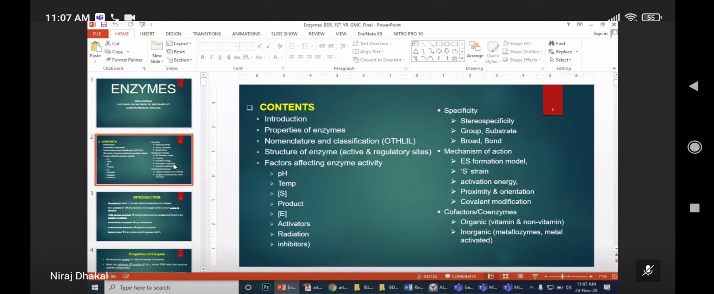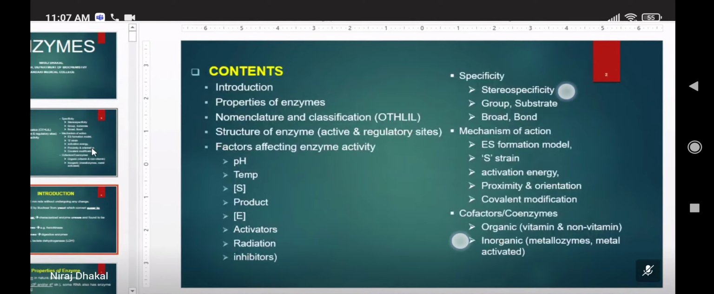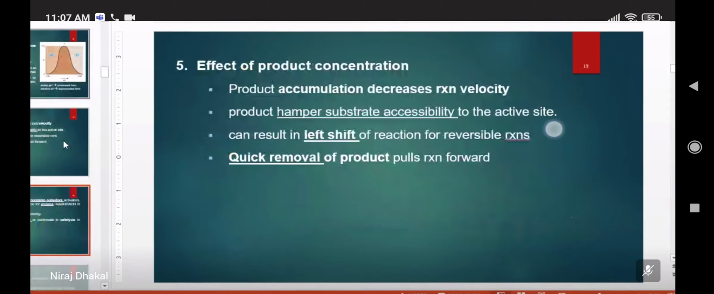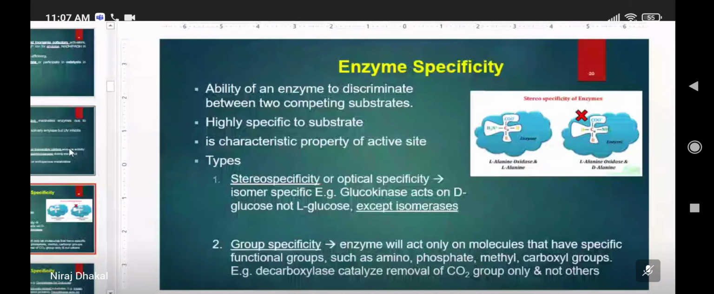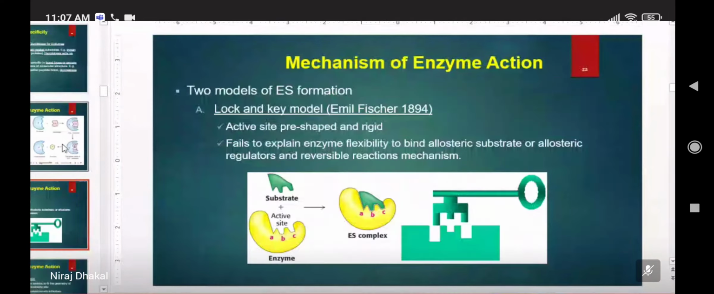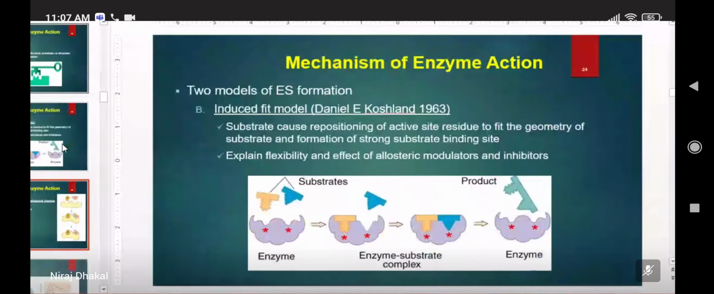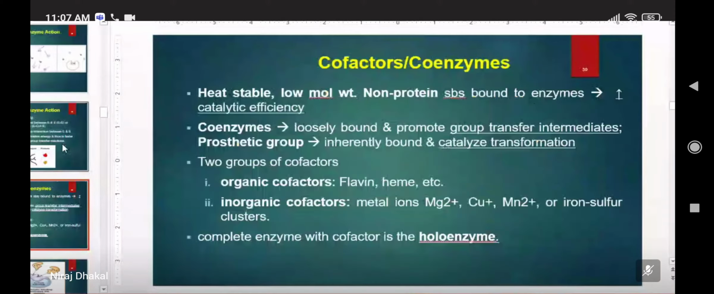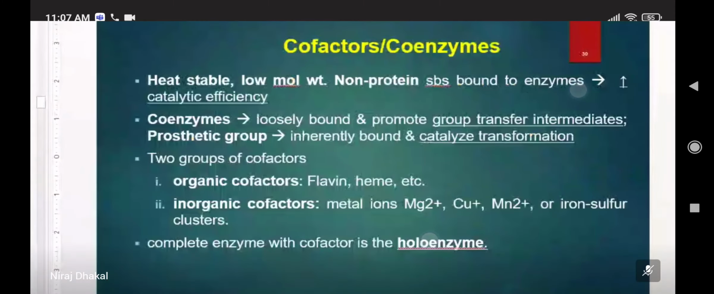What was your last class? We have already completed enzyme specificity. The mechanism of enzymic action is also done, and cofactors, coenzymes is also completed.